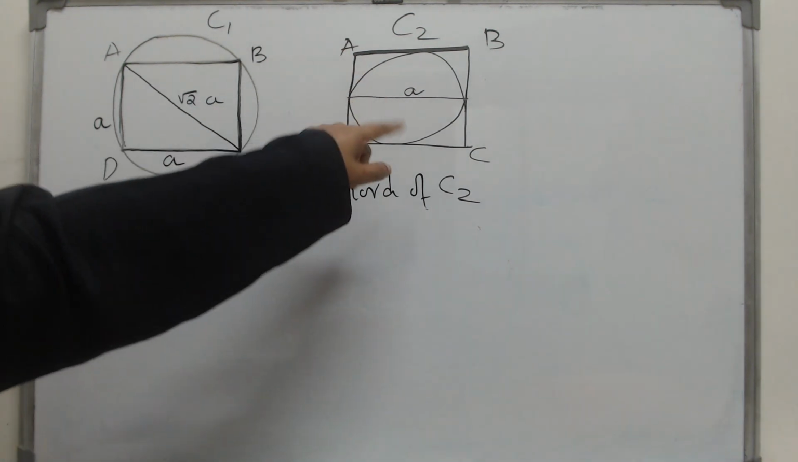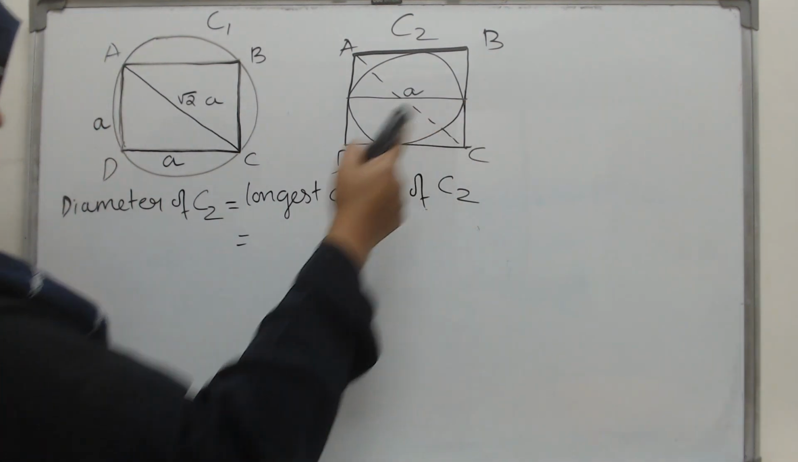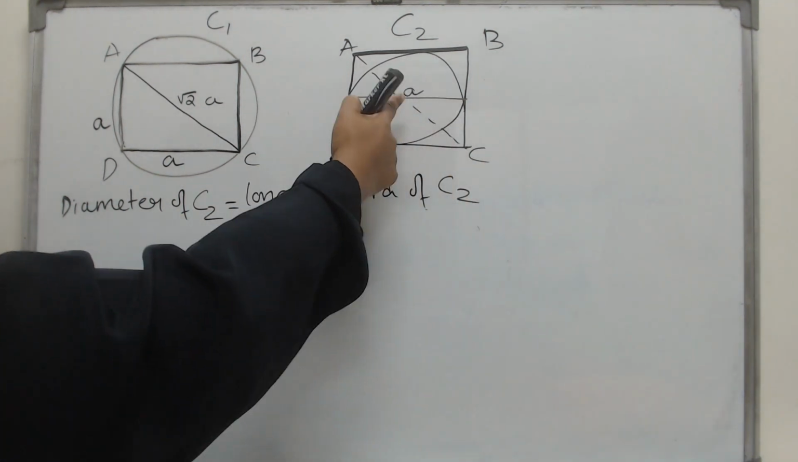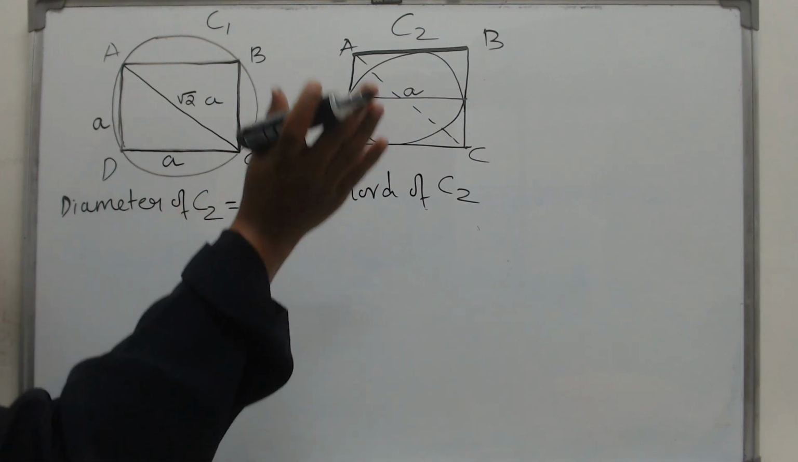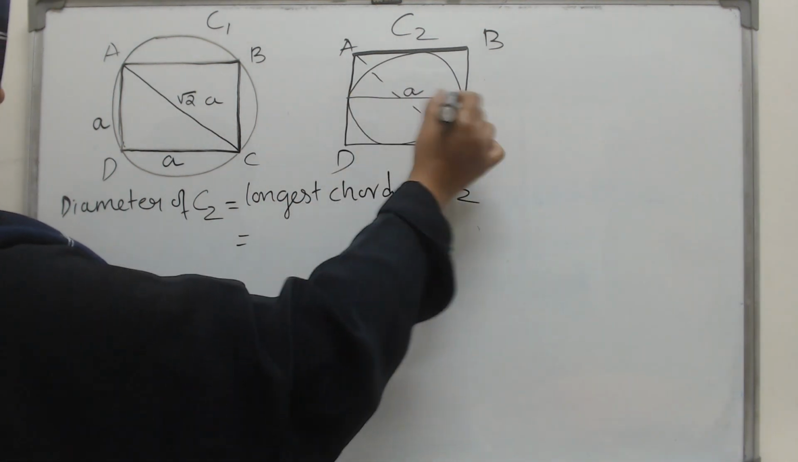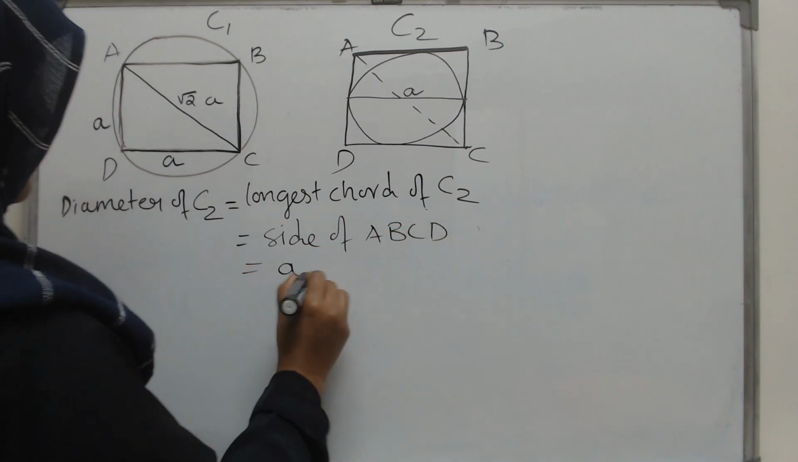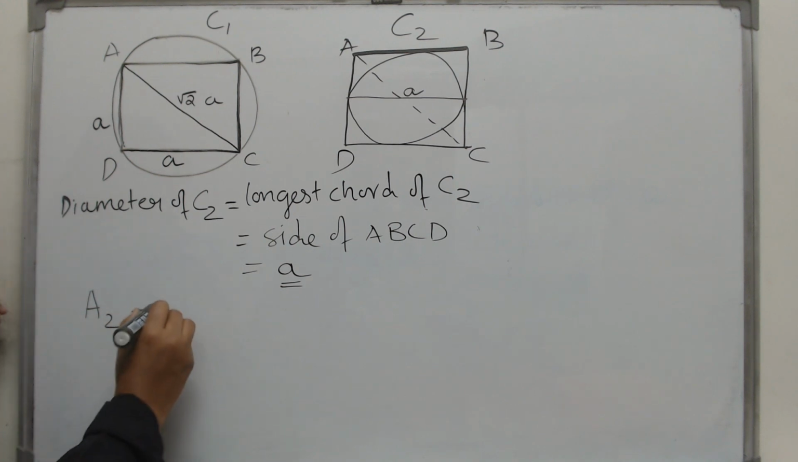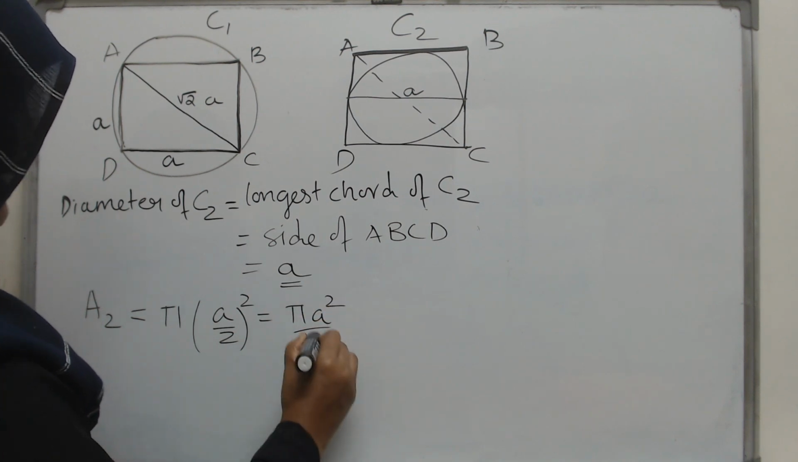Now here, why can't we take the diagonal? If you join the diagonal, what will you see? It is lying outside. The diameter should be the chord of the circle, right? But here it is going outside the circle. So here you cannot take the diagonal. Here when your circle is inscribed inside of a square, you just have to be happy with the side. It's the side of ABCD, or in other words a is the diameter of C2, which means the area A2 is pi times a by 2 the whole squared, which is pi a squared by 4.